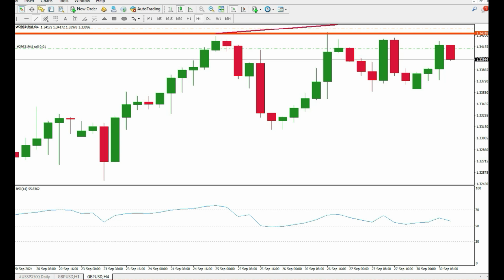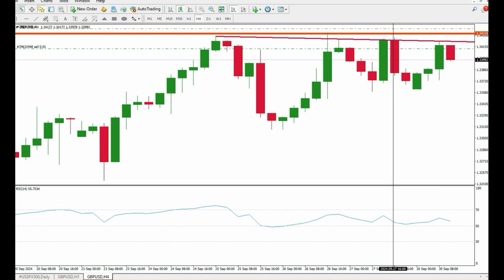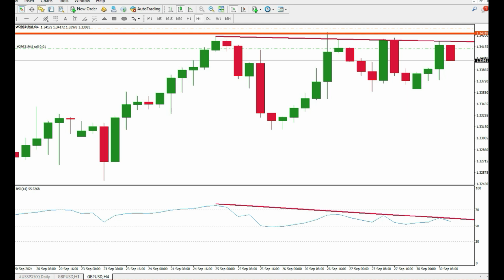If we put a trend line here like this, you can see we had 1, 2, 3 touches of resistance, and today we reached very close to resistance. In all these cases we had price rejection. If we go on a 4-hour chart and draw the trend line on the relative strength index, what we can see is a bearish bias.